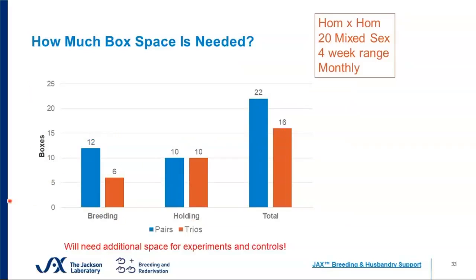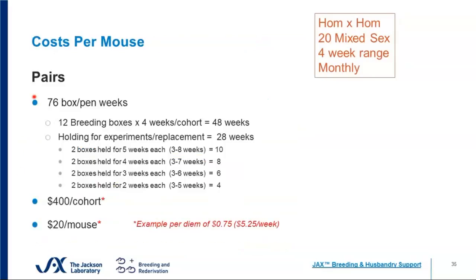Now this only includes the mice, the box space you need to actually produce your cohort. You're going to have to factor in additional space to actually do your experiment and for your controls. This is only for your experimental mice. And so now you can look at, do you have enough space, and make sure you have that space available to do the work that you need done. And we can start to think about how much is this actually going to cost to produce every cohort.